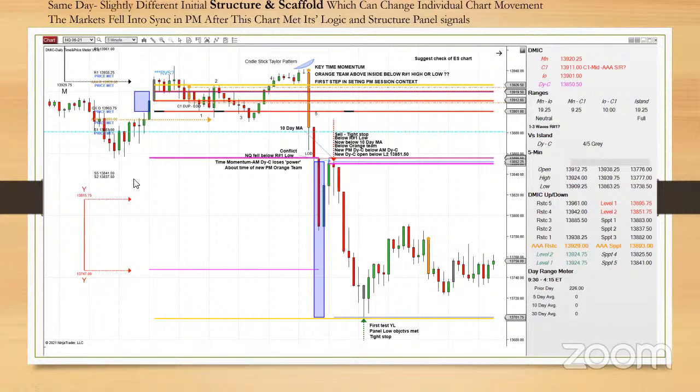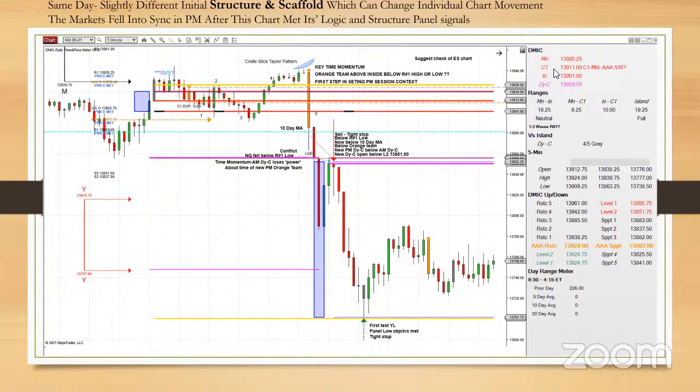This is the NQ chart on the same day. It has a different construction and therefore different logic signals. The Dimmock panel is calling C1 mid AAA SR, AAA support and resistance. The C1 code line is between the other two red lines.